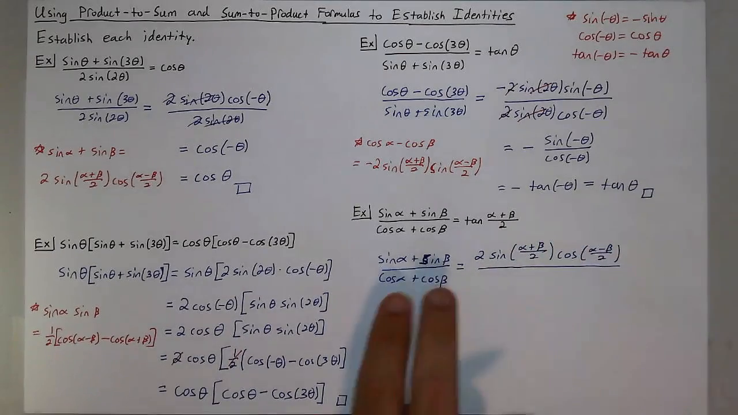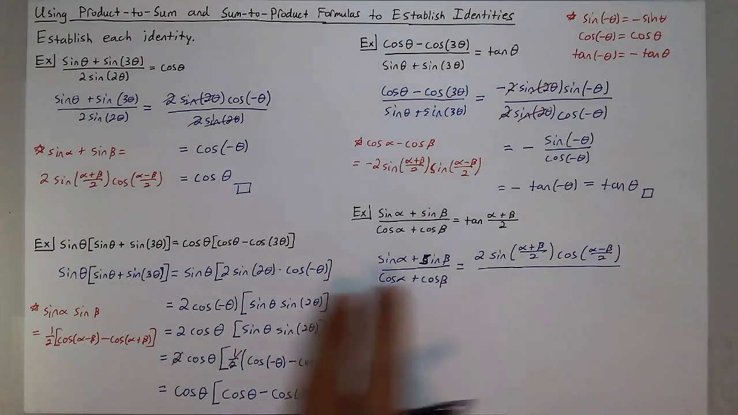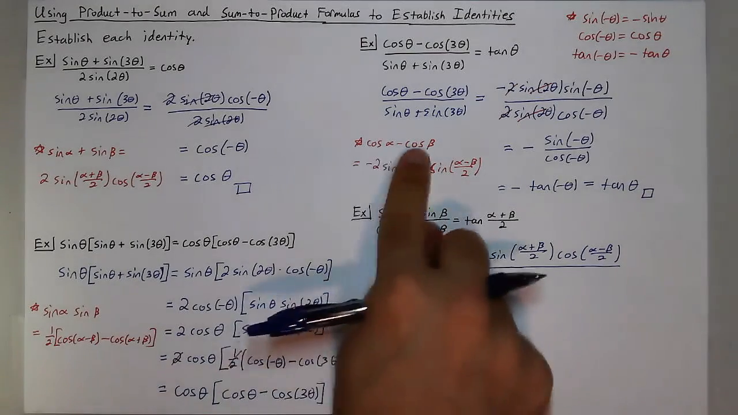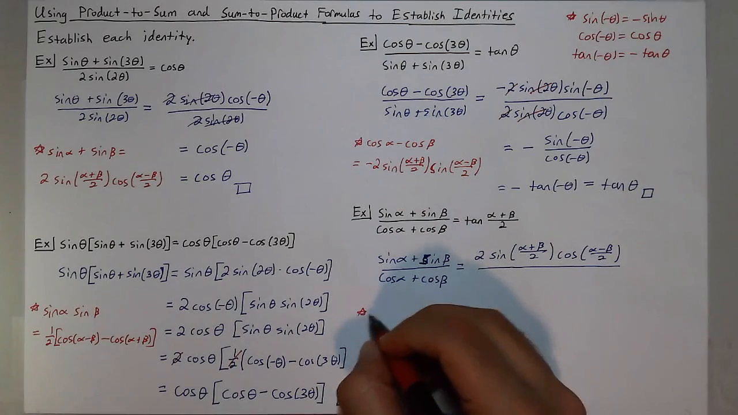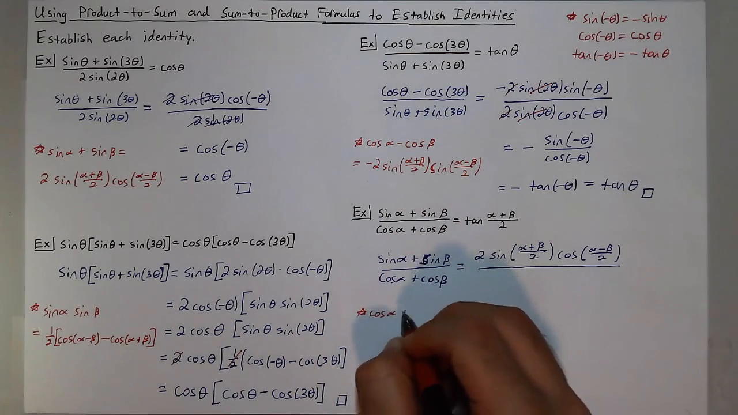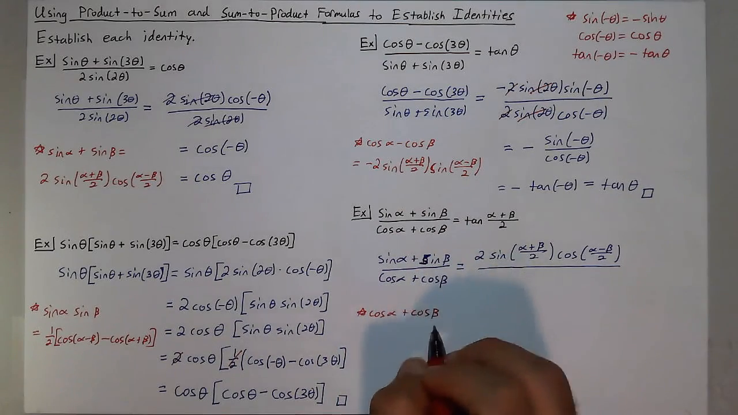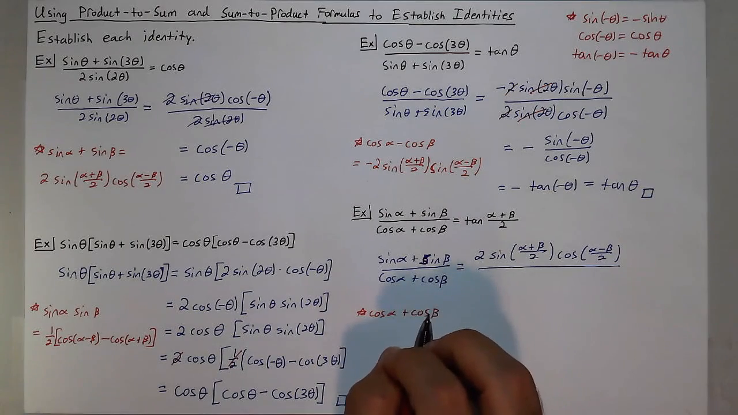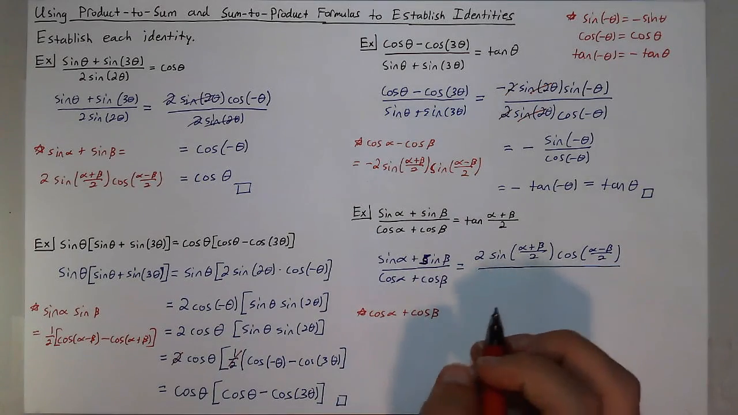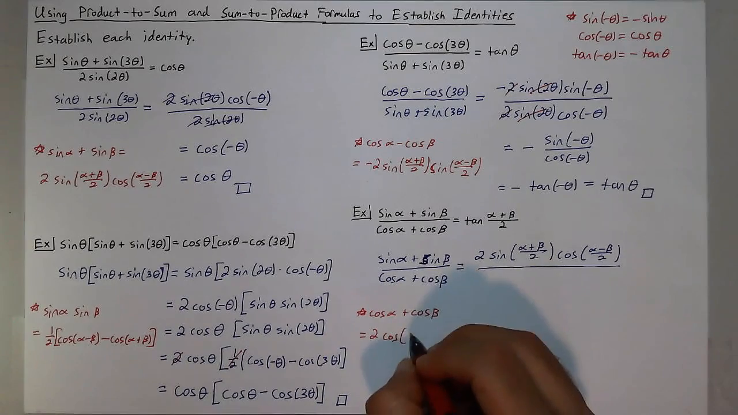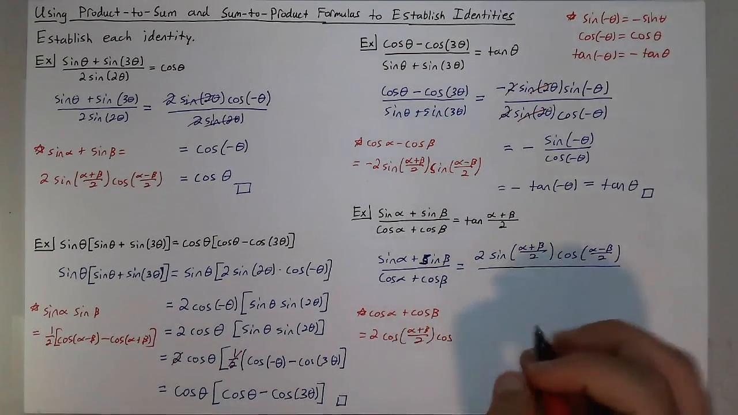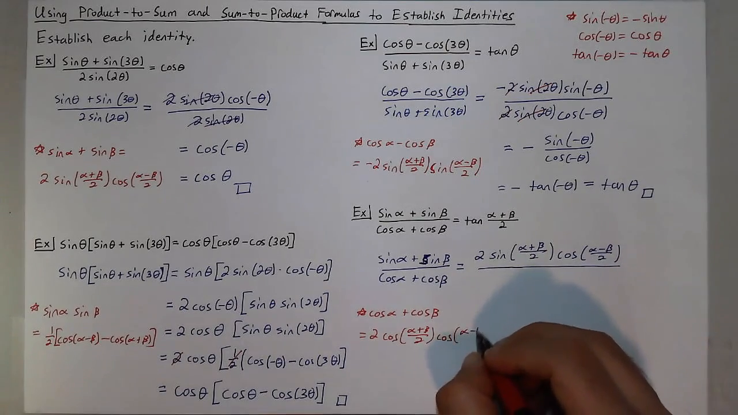But now I have a sum of cosine, so I can use that sum to product formula for cosine plus cosine, which isn't this formula. So I'm going to write down what it is. Cosine of alpha plus cosine of beta is equal to 2 cosine of alpha plus beta over 2 times cosine, another cosine, of alpha minus beta over 2.